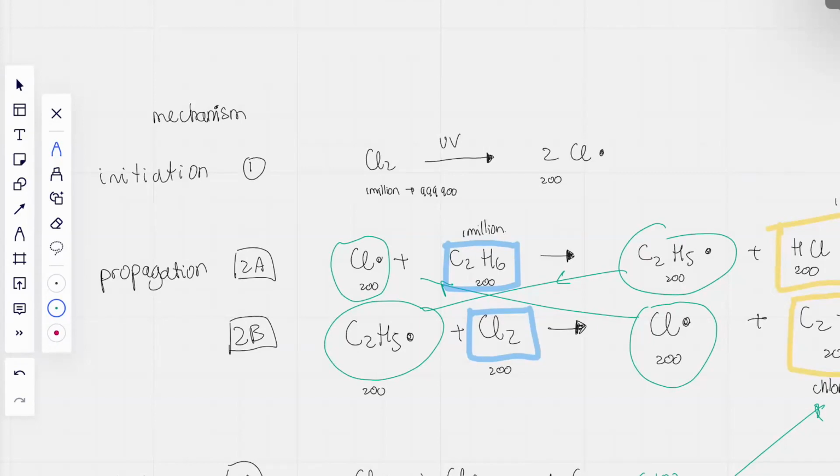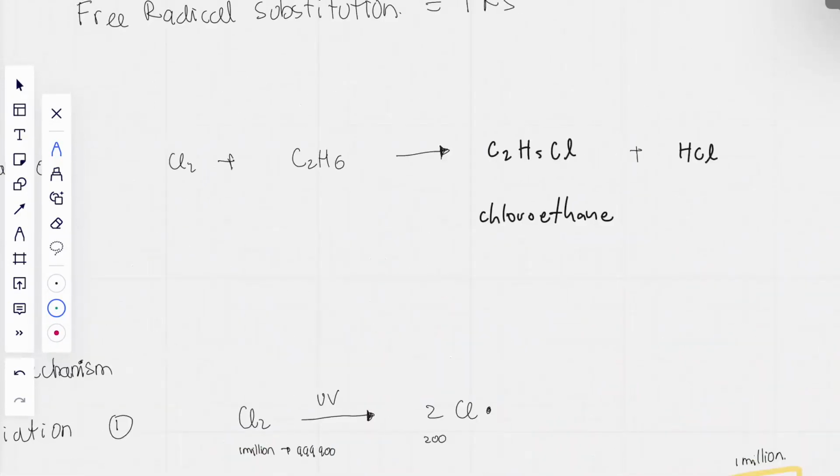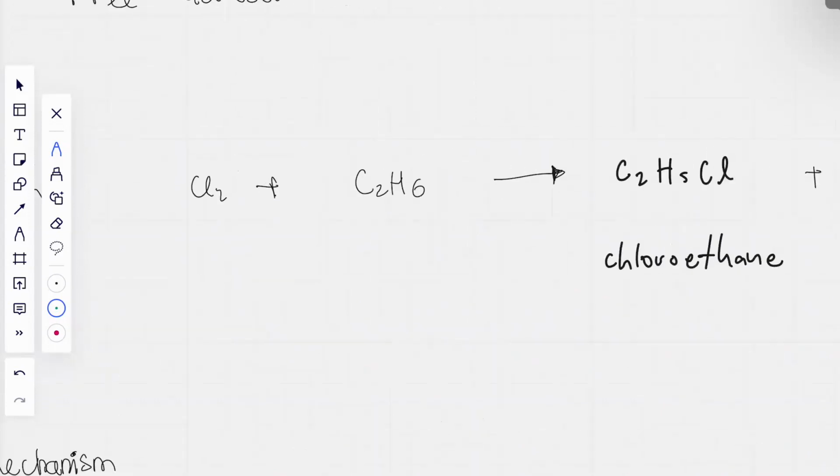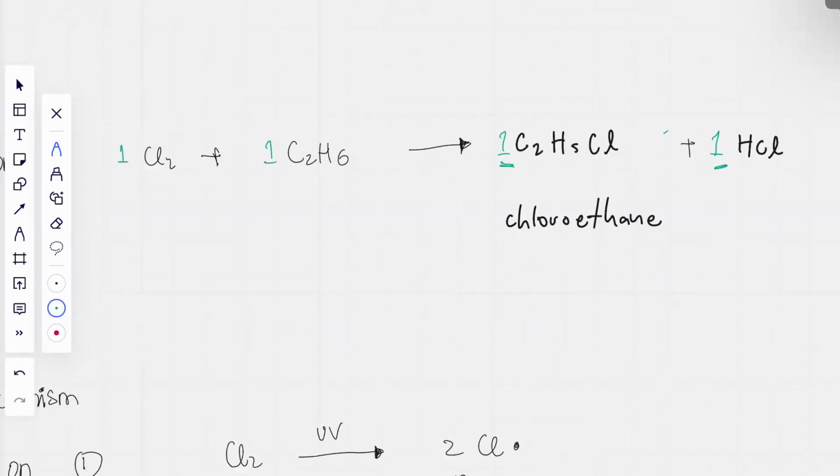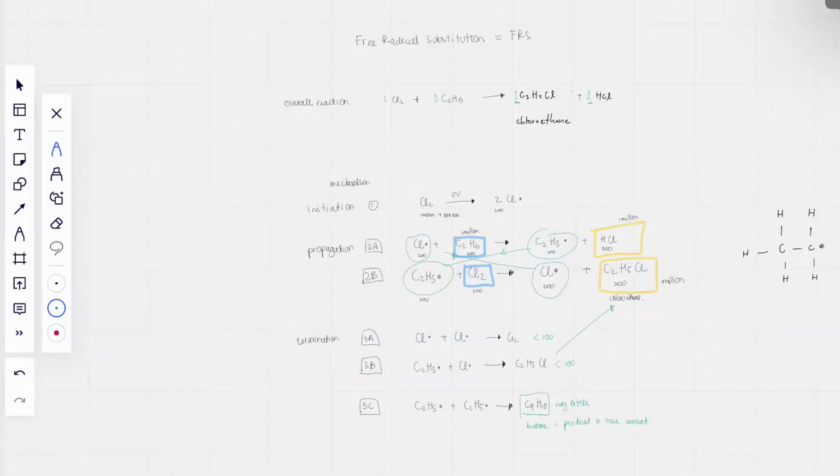So this is the overall reaction here. Overall reaction is not 100% true, but it's almost true because the ratio is 1, 1, 1, 1, which is actually not true because this one is decreased by a little bit. This one also decreased by a little bit because you produce something else.